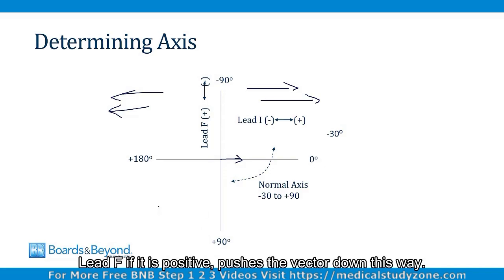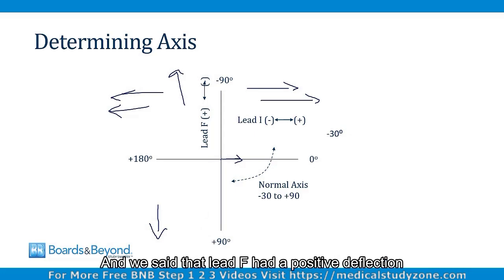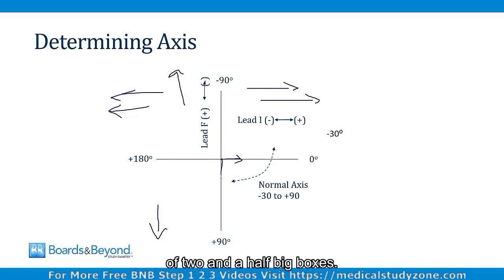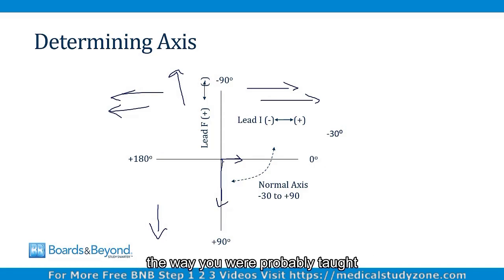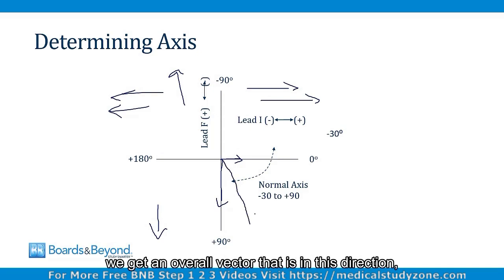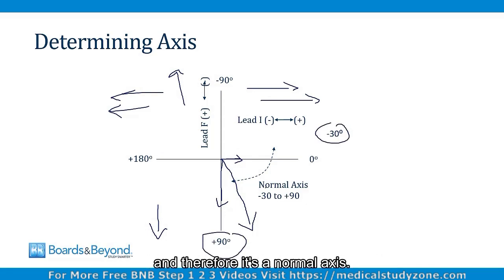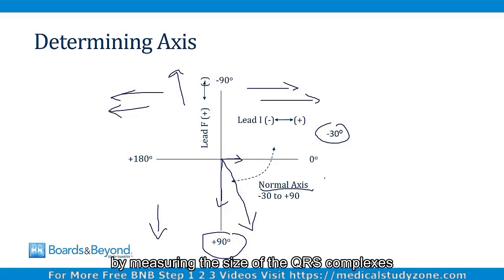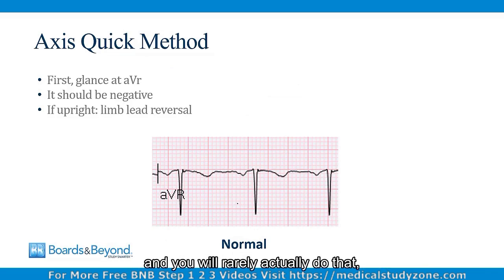The next thing you do is look at lead aVF. Lead aVF, if it is positive, pushes the vector down this way. If it is negative, pushes it up this way. And we said that lead aVF had a positive deflection of 2.5 big boxes. So I'm going to draw a line down in this direction that's 2.5 times the size of the lead 1 vector. And now if we add these two vectors together, the way you were probably taught in a college physics class, we get an overall vector that is in this direction. That falls between positive 90 and minus 30, and therefore it's a normal axis. So that's the way you can determine the axis by measuring the size of the QRS complexes in lead 1 and aVF. Now that method I just showed you is very cumbersome, and you will rarely actually do that.